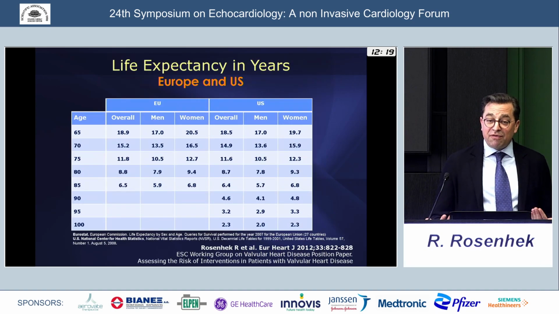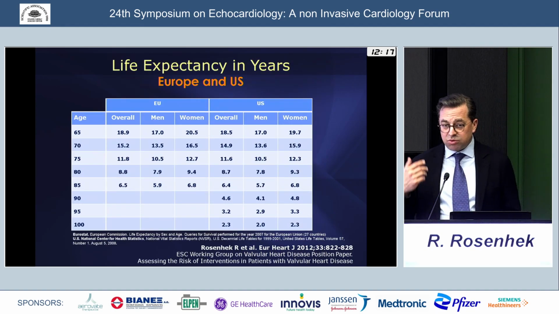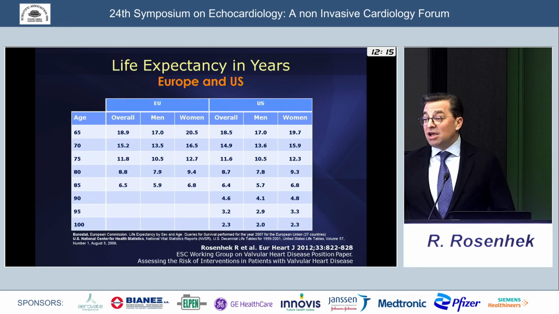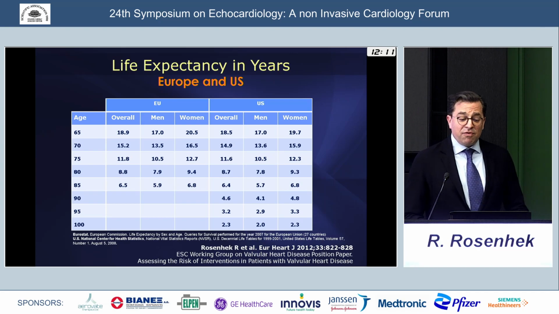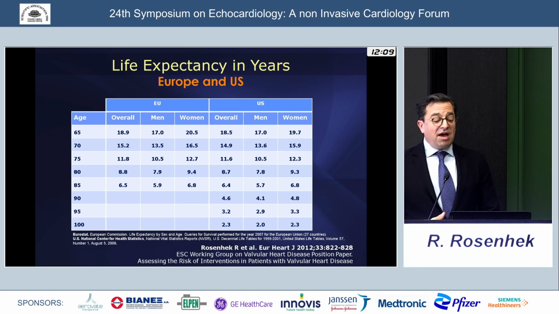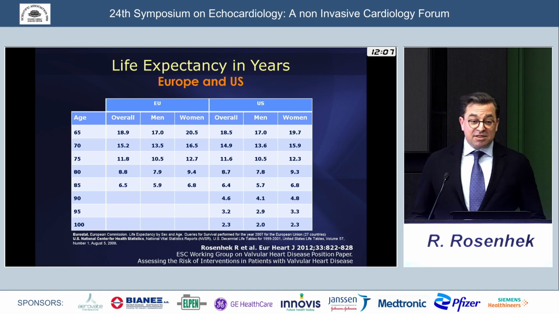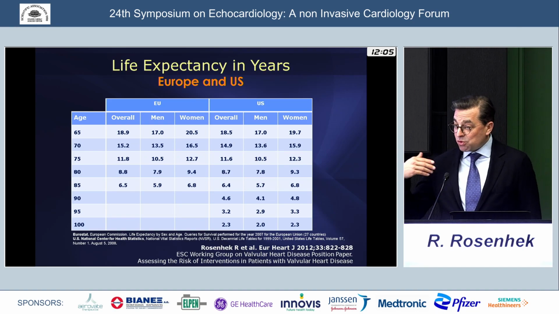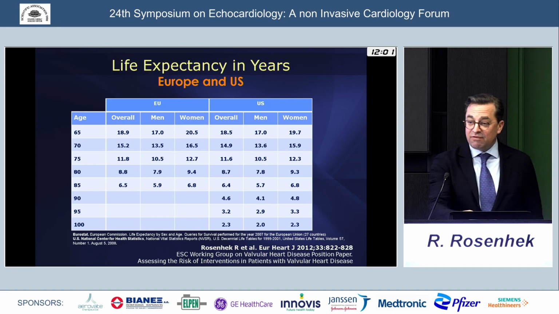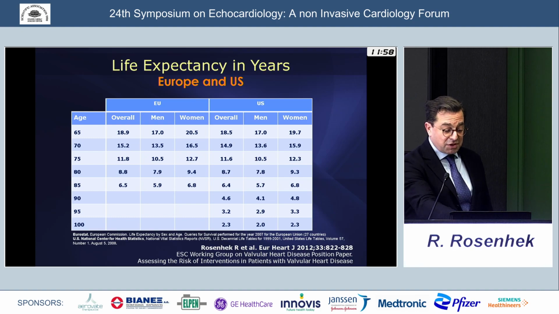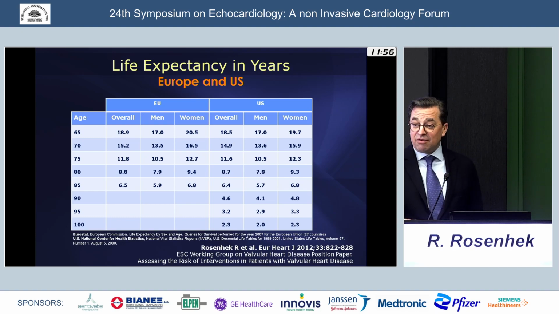And if you look at life expectancy, I think it is important to make younger physicians aware of it. They're not always aware. If you have a 65-year-old, he has a life expectancy of 20 years. And if he lives through these 20 years, he'll be 85, and then he has another 6 to 7 years to live. And if he lives through these, he'll be 90, and he has another 5 years to live.